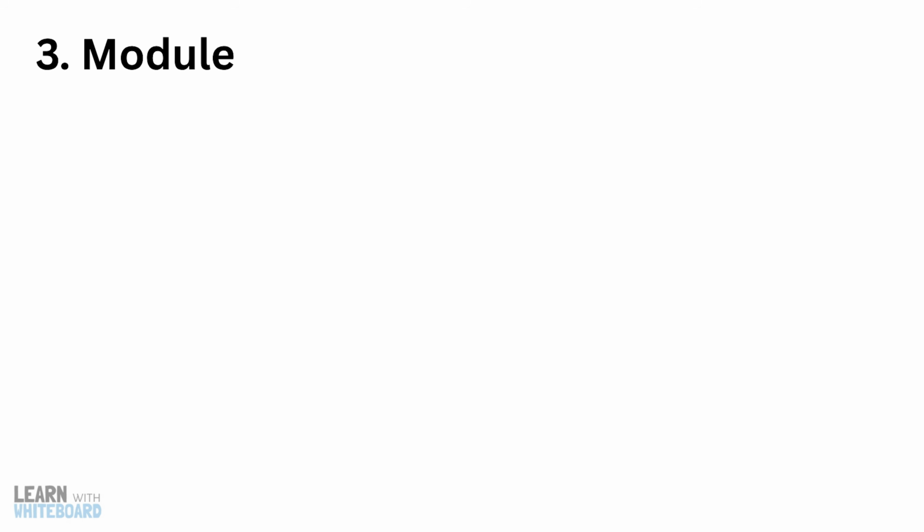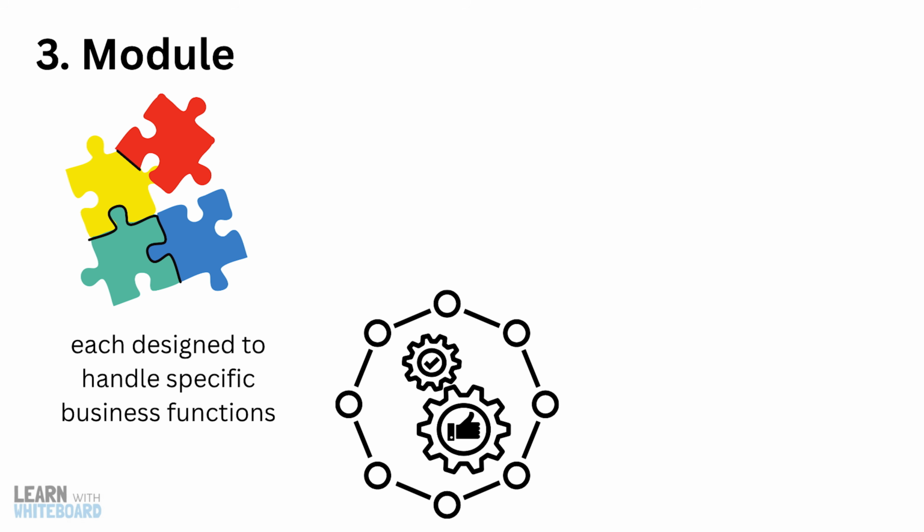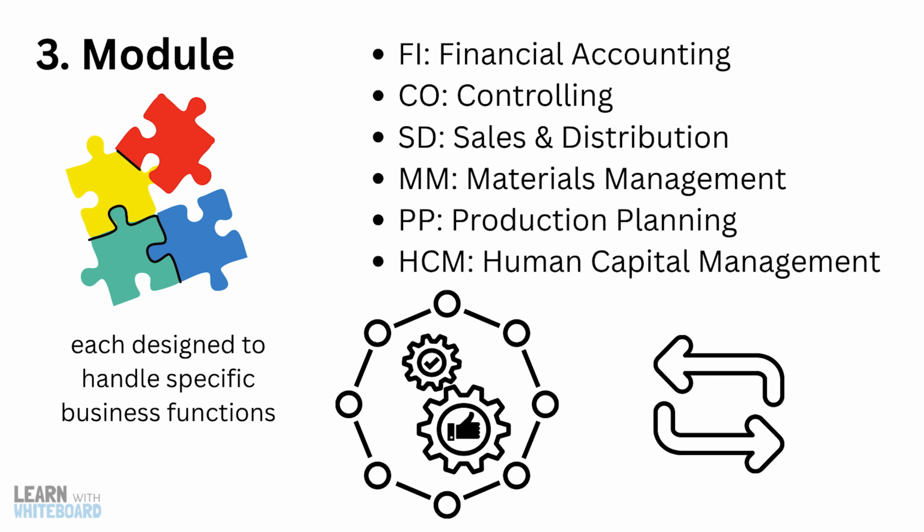3. Module. Now the SAP system is organized into various modules, each designed to handle specific business functions. These modules are integrated with each other, allowing data to flow seamlessly across different areas of the business. Some of the most common SAP modules include the following.